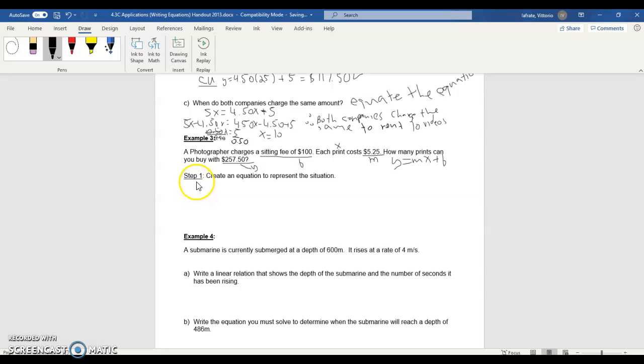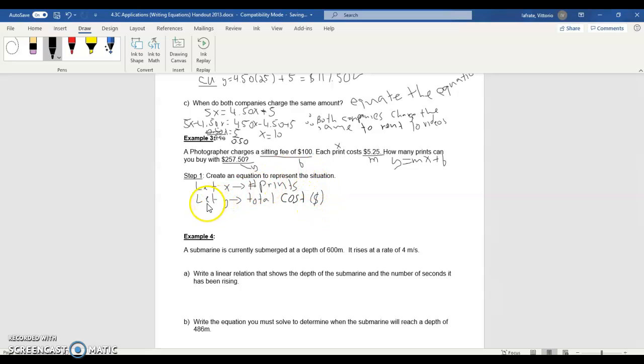So we're going to identify our variables first. So we're going to let X be the number of prints sold. And we're going to let Y represent the total cost, or the total charges. So total cost or charges. And that's going to be in dollars. Make sure you cite that unit there.